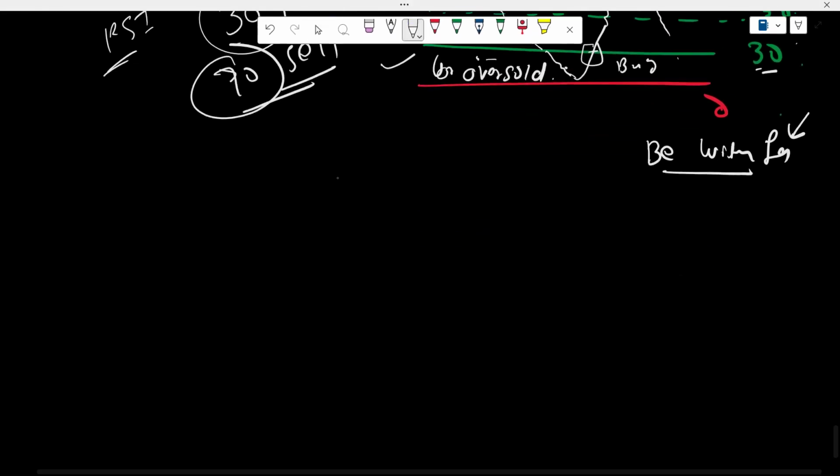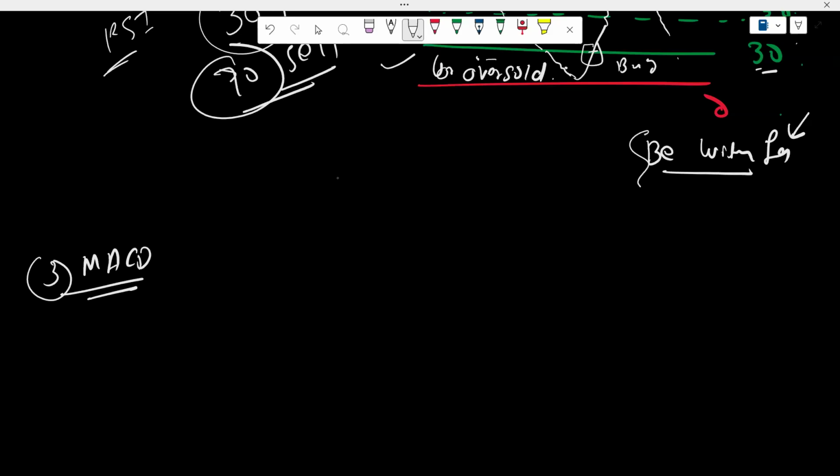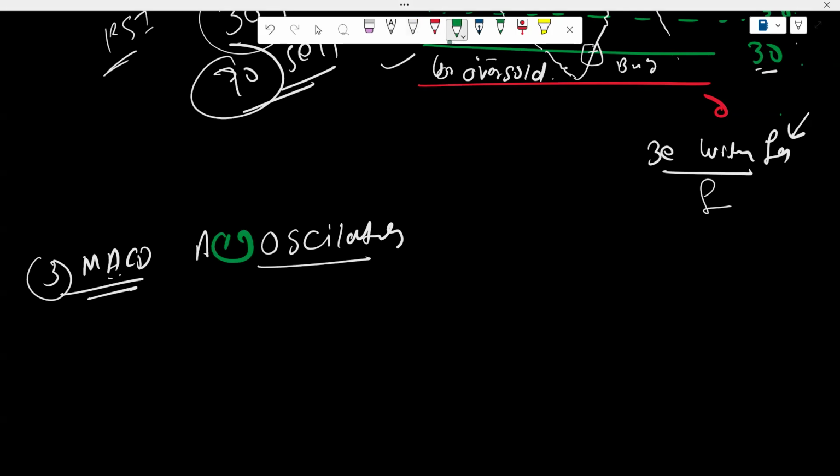Now, third is the MACD. MACD is also a famous indicator, I am telling you, the most famous indicator. MACD is the moving average convergence divergence. It is also an oscillating indicator, because it has its own scale. You cannot draw this on the price chart. So what is its own scale? It will have a zero line.